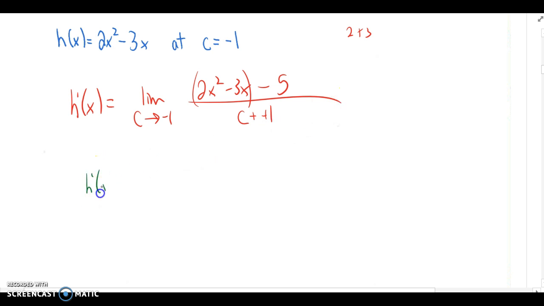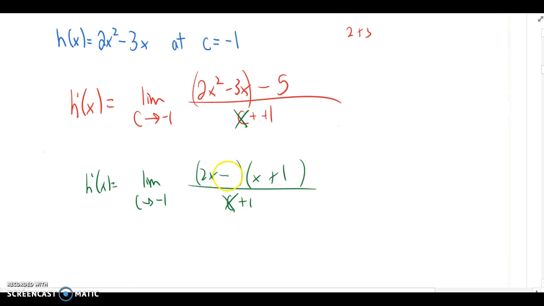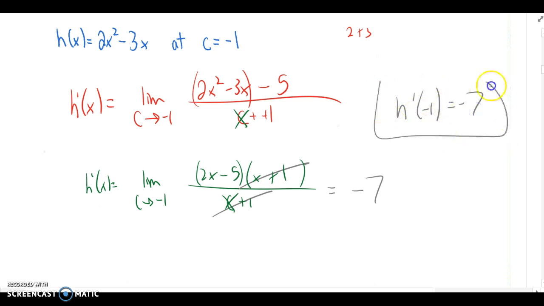However, let's try to simplify this. The denominator is now just c plus 1. The numerator, I believe, is going to factor about, should be x down here, x plus 1, 2x minus 5, and that will give us the correct factored form. And now we can simplify by dividing numerator and denominator by the same thing, plug in -1, and we get that this limit is -7. So the derivative at -1 is equal to -7.